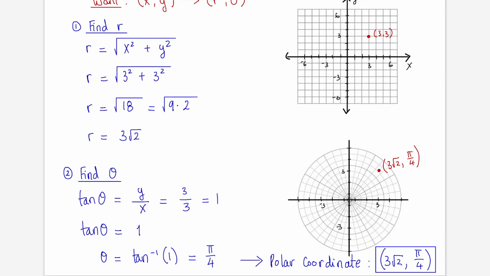One thing that I want you to notice here: when tangent of theta equals 1, theta can either be in the first quadrant, pi over 4, or in the third quadrant, 5 pi over 4. In this case, I only use pi over 4 because I know that 3, 3 is in the first quadrant, so that's why this point should be in the first quadrant as well. If for some reason this point is negative 3, negative 3, you will have this point right here in the third quadrant, then for this theta, you will have to take 5 pi over 4, which will put the point right here in the third quadrant.